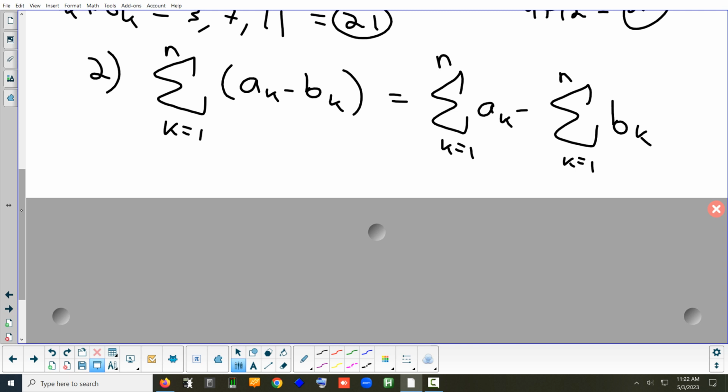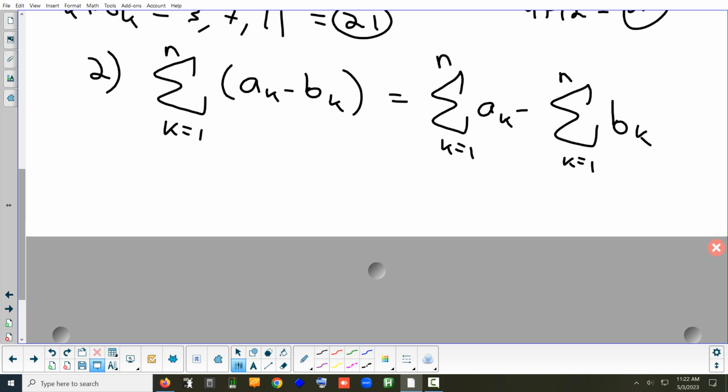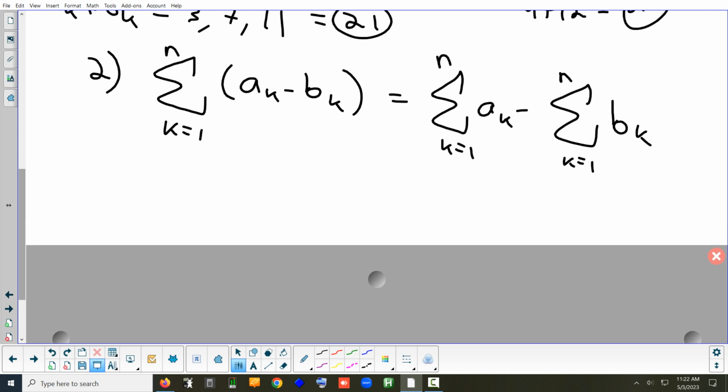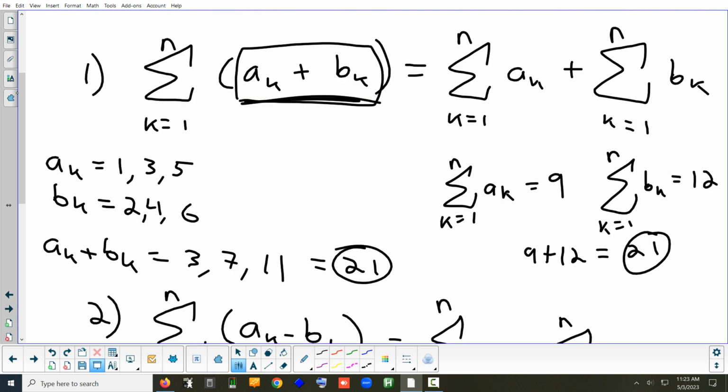Rule 3 has to do with multiplying something by a constant. Sorry. Take a step back for a second. Where did we get the 9 and 12 that we added together for the final step of the last problem? That was when you add up all the numbers in sequence A, 1 plus 3 plus 5, and then 2 plus 4 plus 6 is how you get 12.